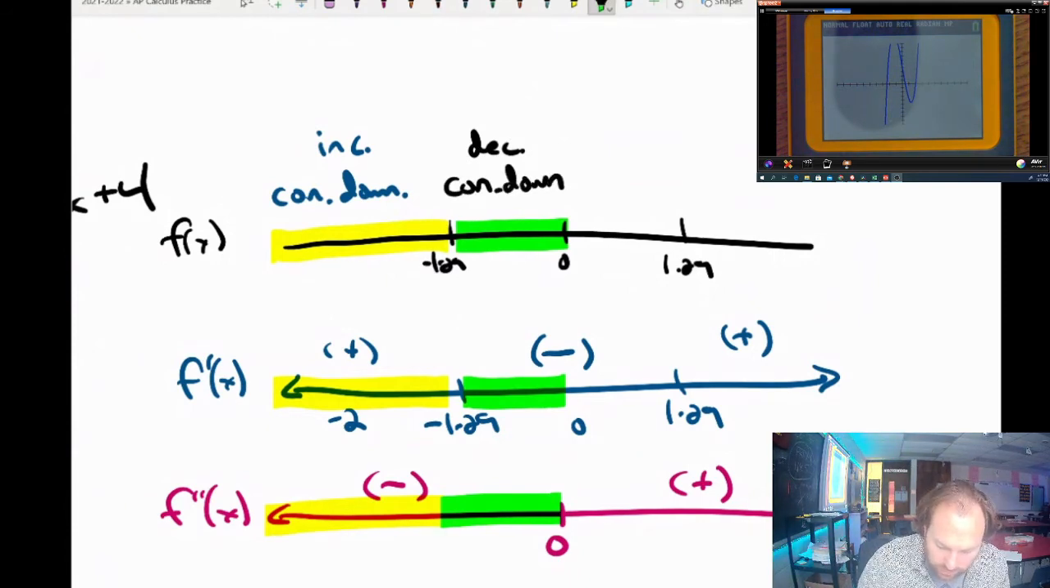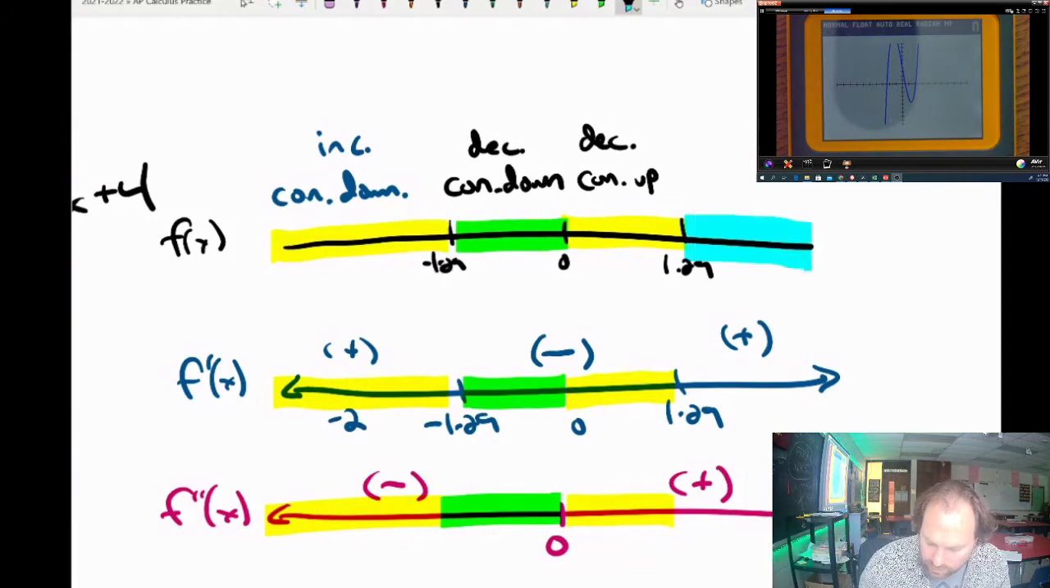On the next little chunk of the graph, it is still decreasing, but now concave up. And on the last little chunk right there, it's increasing again and concave up.